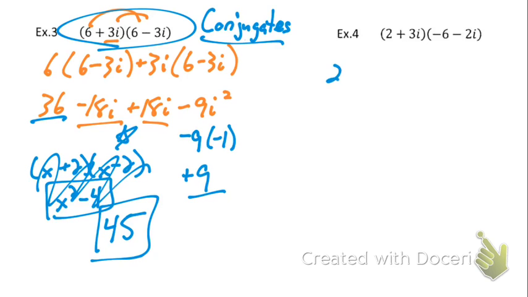Now over here, we have 2 and then negative 6 minus 2i, and then I have plus 3i times the same thing.